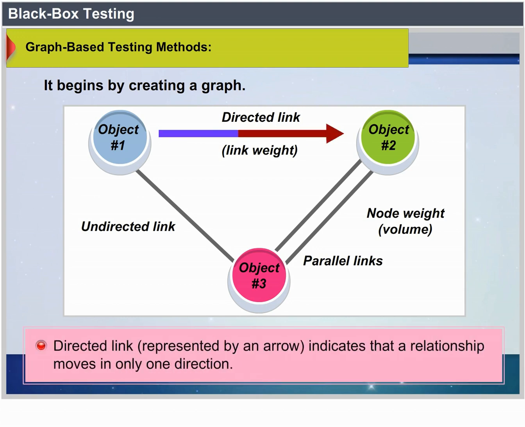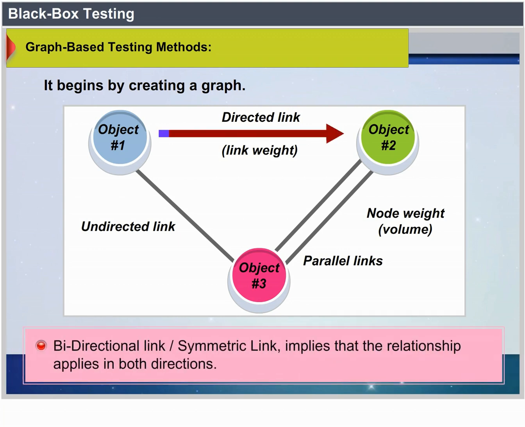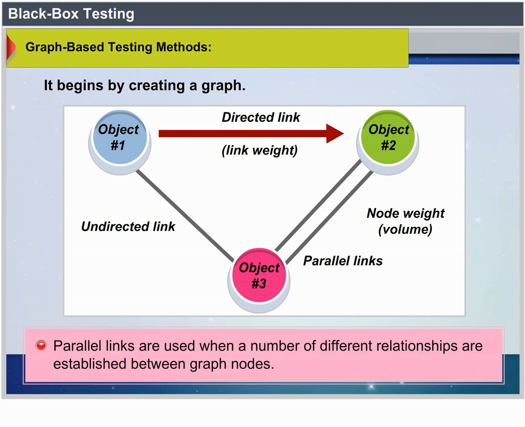Directed link, represented by an arrow, indicates that a relationship moves in only one direction. Bidirectional link or symmetric link implies that the relationship applies in both directions. Parallel links are used when a number of different relationships are established between graph nodes.